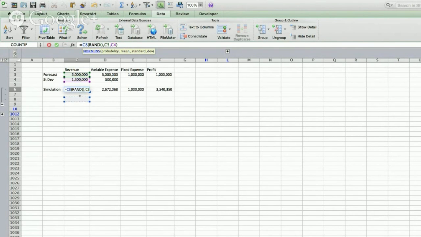So in the simulation, we have 7.2 million. But since I'm using a random, if I click it again, now it's 3.9 million. So again, since I'm using random, I'm getting a number of outputs or simulations that are within this distribution curve, right? And we can do the same thing with the expenses, where we have a normal inverse curve, a random number within that normal inverse curve, and what your mean is and what your standard deviation is.